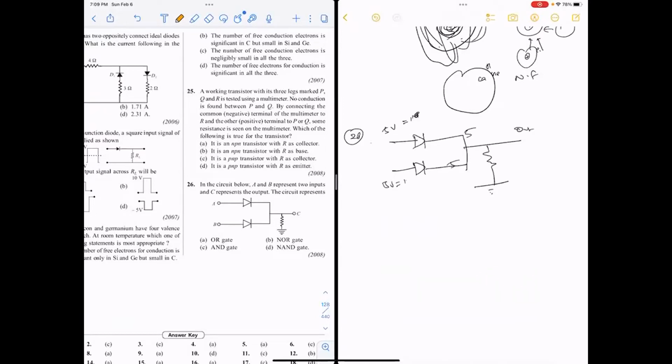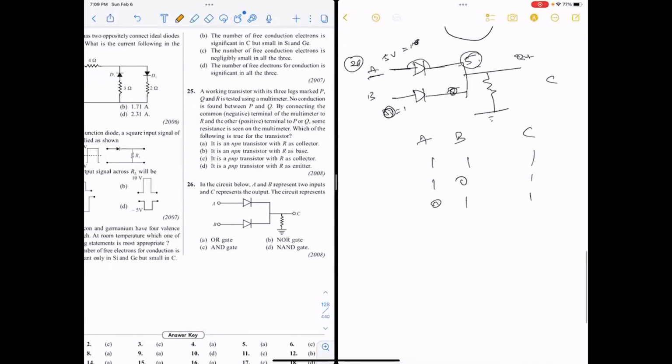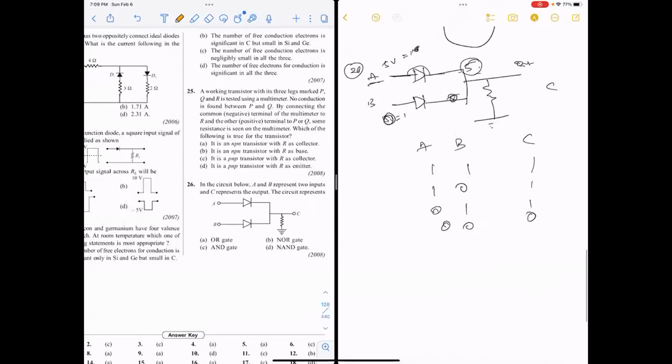Let's call these inputs A and B, and this is C. So for 1 1, the output is 1. If I give A 5 volts and B 0, this still gives 5 volts, so 5 is coming out. For 1 0 we get 1. Similarly, make A 0 and B 1, we get output as 5 volts, again 1. If both are off, we get 0. So what is this gate, guys? It is the OR gate.